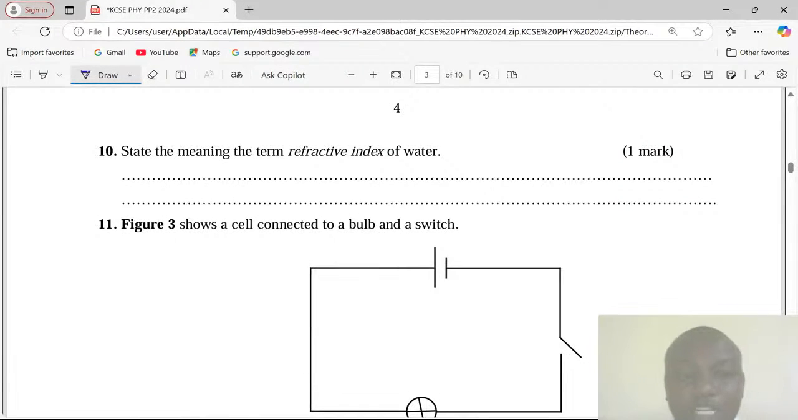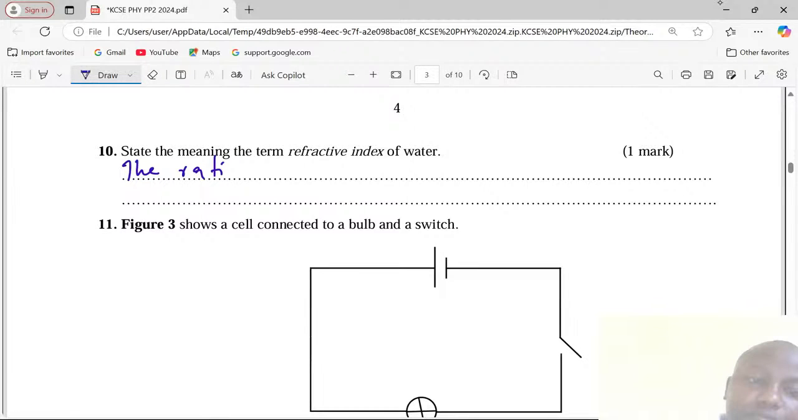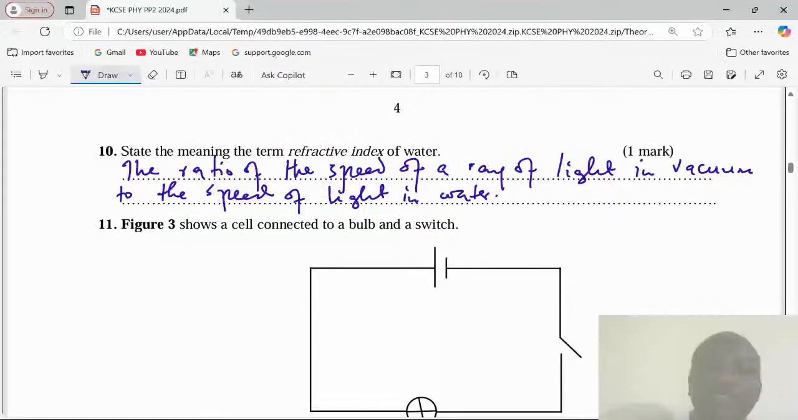At number 10, we are asked to state the meaning of the term refractive index of water. Refractive index of water is the ratio of the speed of a ray of light in air to its speed in water.